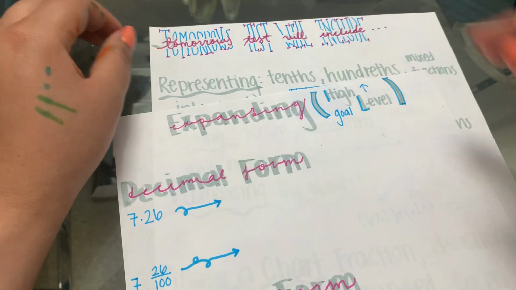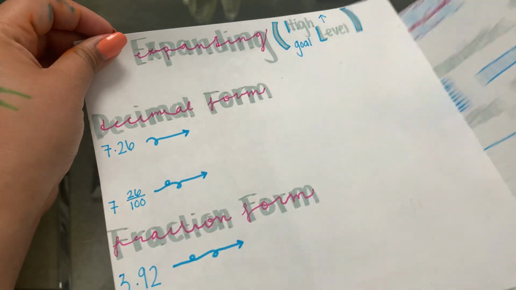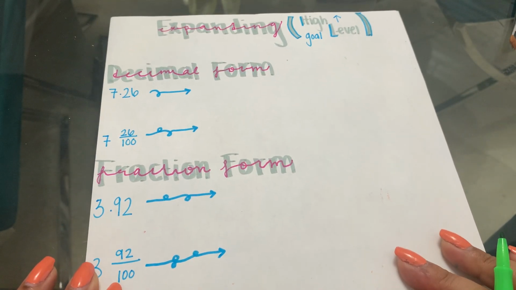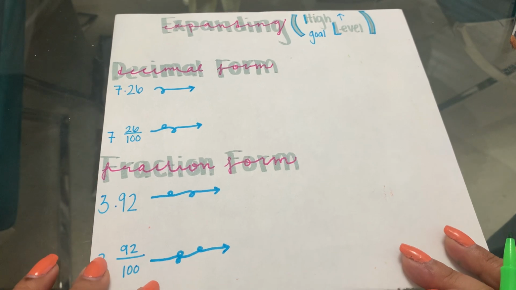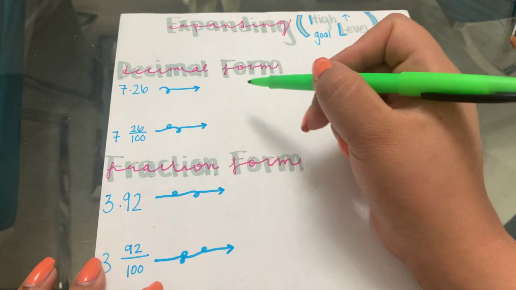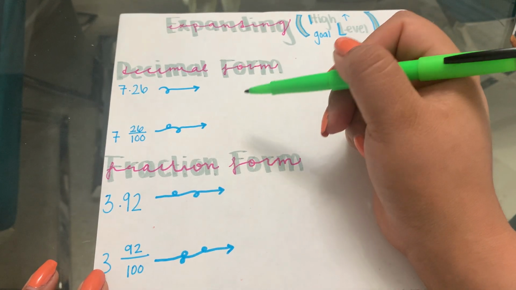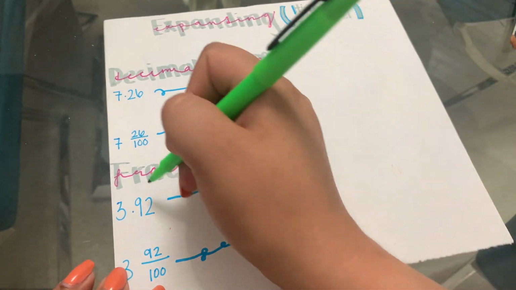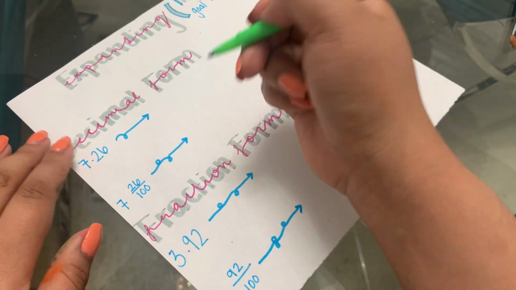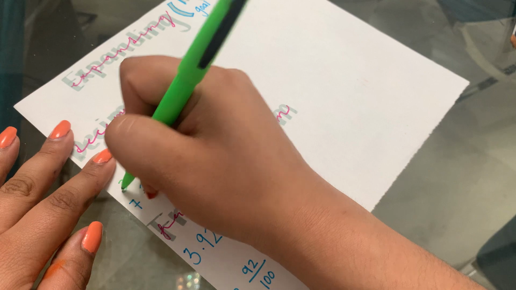I saw the work and we looked good. So one thing that I noticed is a little bit of a hassle for us is expanded form. So let's expand these numbers into decimal form and fraction form, okay? So I kind of messed that up. So this is actually going to be 3.92 up here.